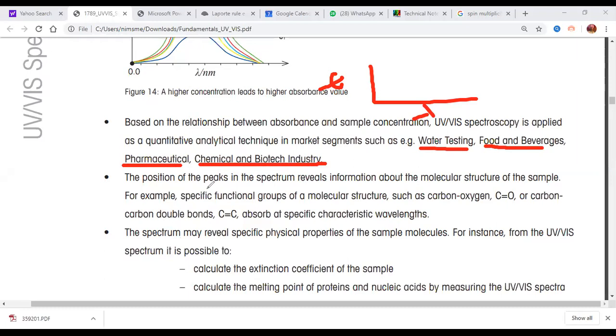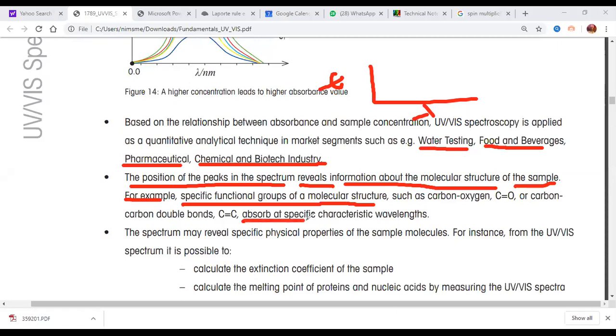The position of the peaks in the spectrum reveals information about the molecular structure of the sample. For example, specific functional groups of a molecular structure, such as the carbonyl group or carbon-carbon double bonds, absorb at specific characteristic wavelengths. So we can easily identify any organic molecule.